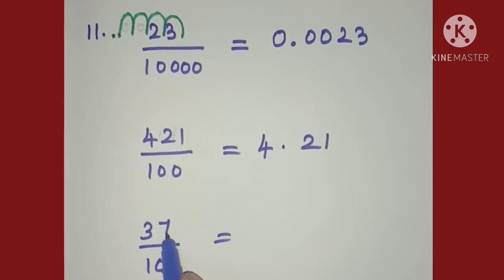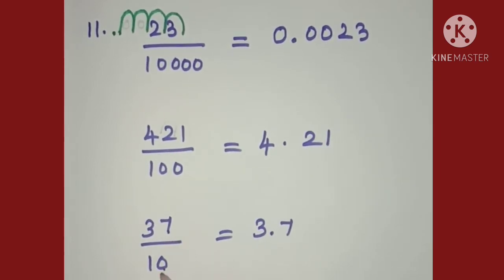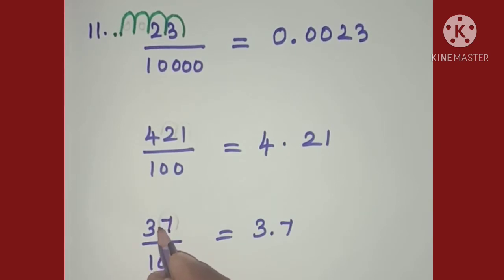And here only 1 zero is there, so only 1 digit will be in the decimal part. There will be a decimal point between 3 and 7, 3.7. Check it: only 1 zero is there, so put the decimal point before 1 digit. So there will be a decimal point between 3 and 7.